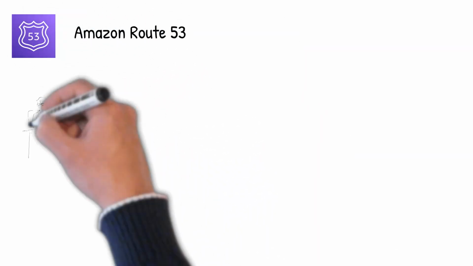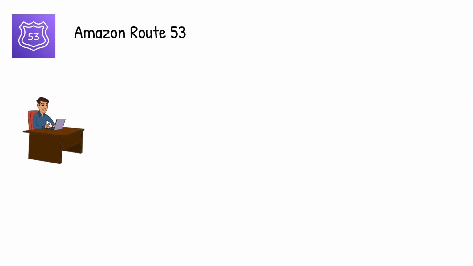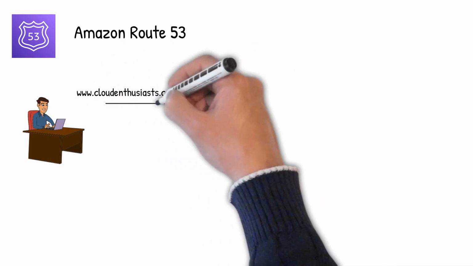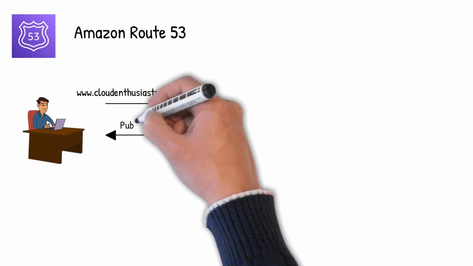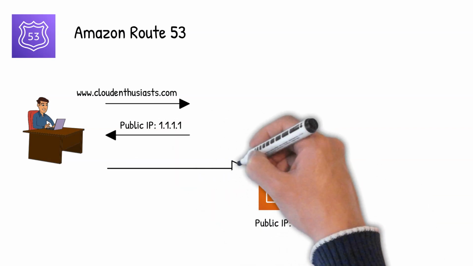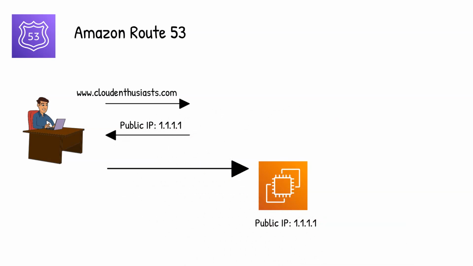Amazon Route 53. Every time you type a website address such as cloudenthusiasts.com in your browser, it needs to be translated to the hosting platform's IP address. This is where DNS servers come into play.